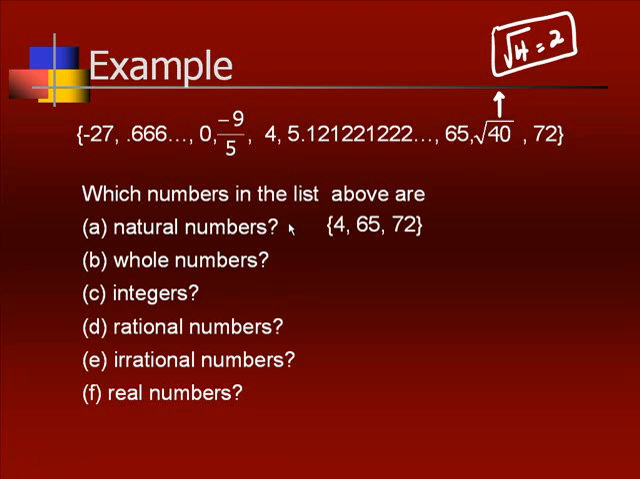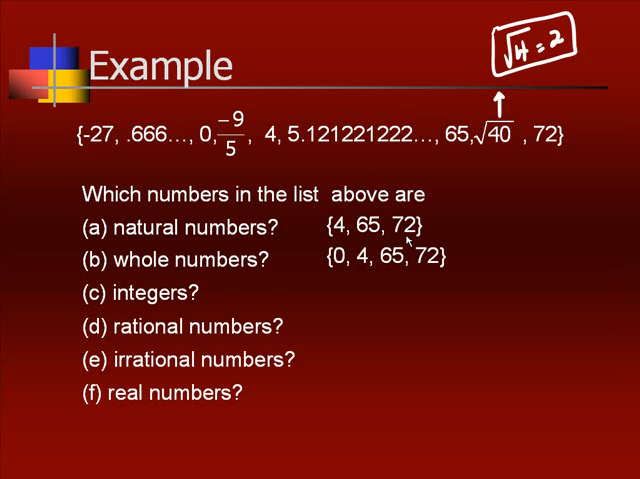Same list. Which of the numbers are whole numbers? Well, the only difference in naturals and wholes is the number 0, because 0 is included in the list. We know it's 0, 4, 65, and 72.